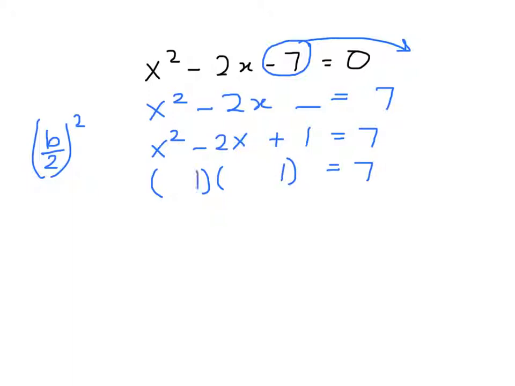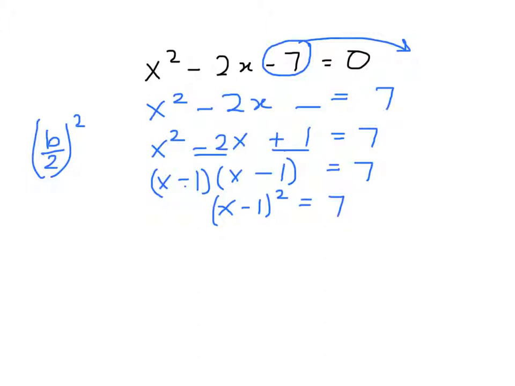I have a 1 and a 1 and an x minus 1, x minus 1. Negative 1 times negative 1 is positive 1. And if I add those together, I get negative 2. So this is the same as x minus 1 squared equals 7.